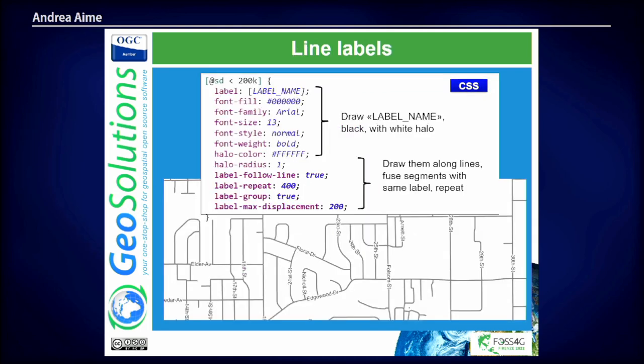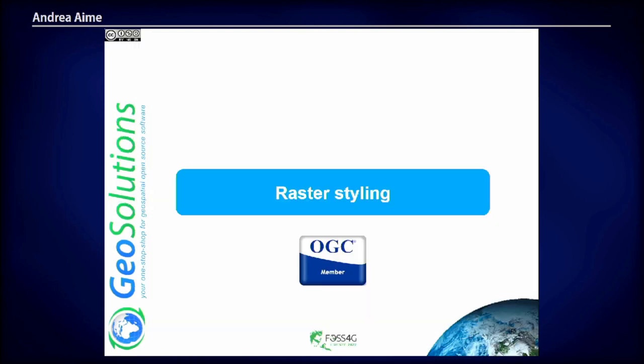Line labels are typically also pretty complicated, especially when we try to label road networks. So we want labels along the lines, so curving. We might want to repeat them if the line is very long. If we have multiple segments, we have to put them together and label the result and so on. So we have a number of vendor options to control that.